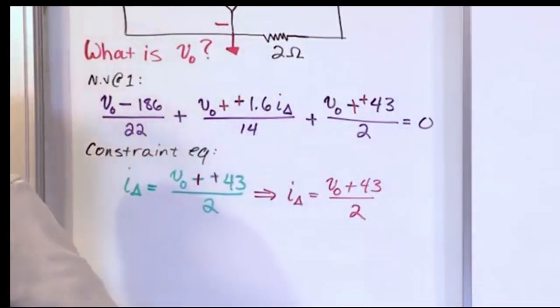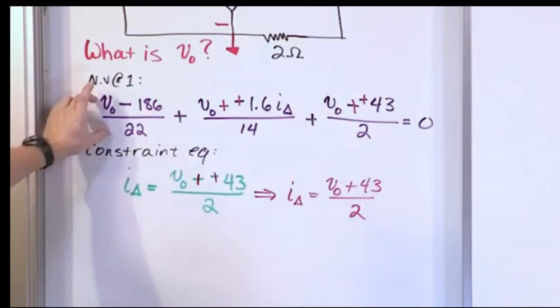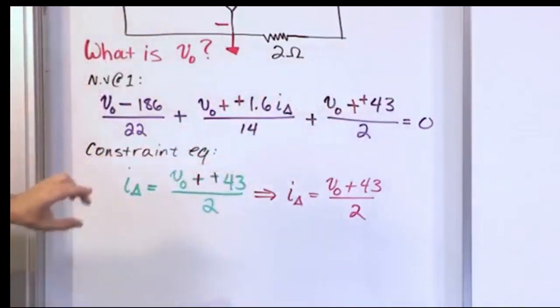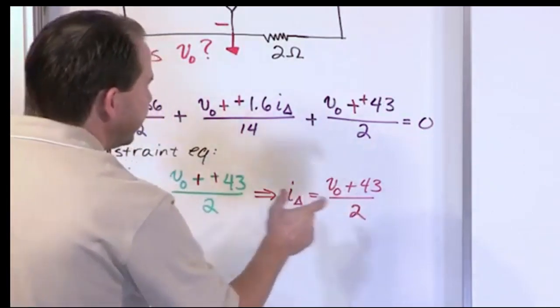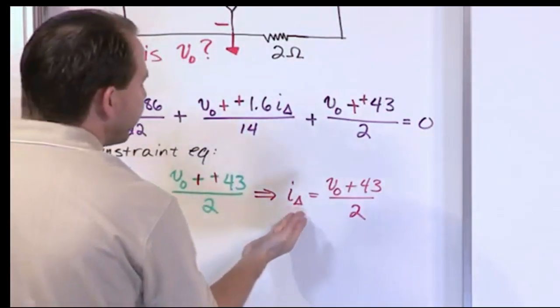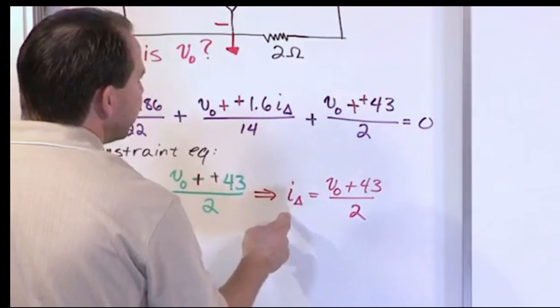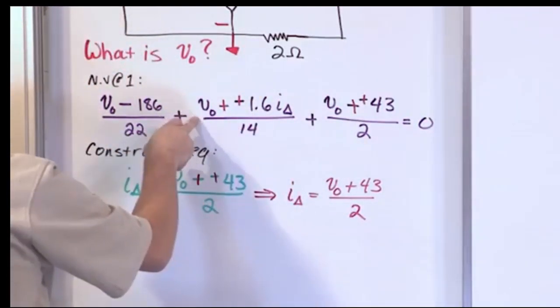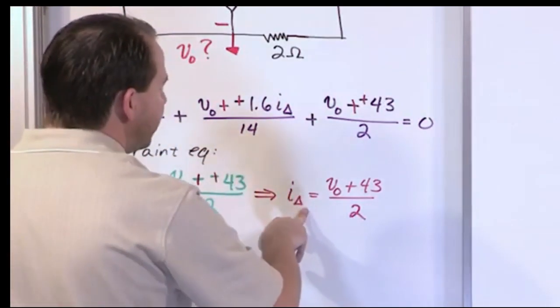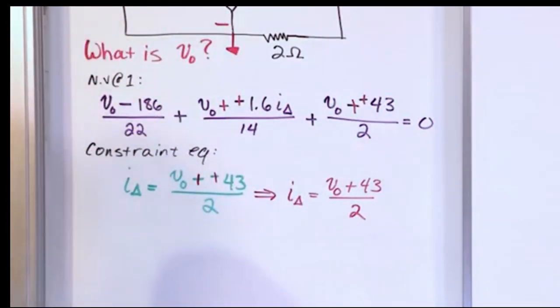So what we do is we write the node voltage equation. This is what the node voltage equation is, all right? And then after that, we write the constraint equation. The constraint equation also involves I delta. And so this locks it down. We have 2 equations and 2 unknowns. This one involves V naught and V delta. This one involves V naught and V delta. So now we can actually solve the system.